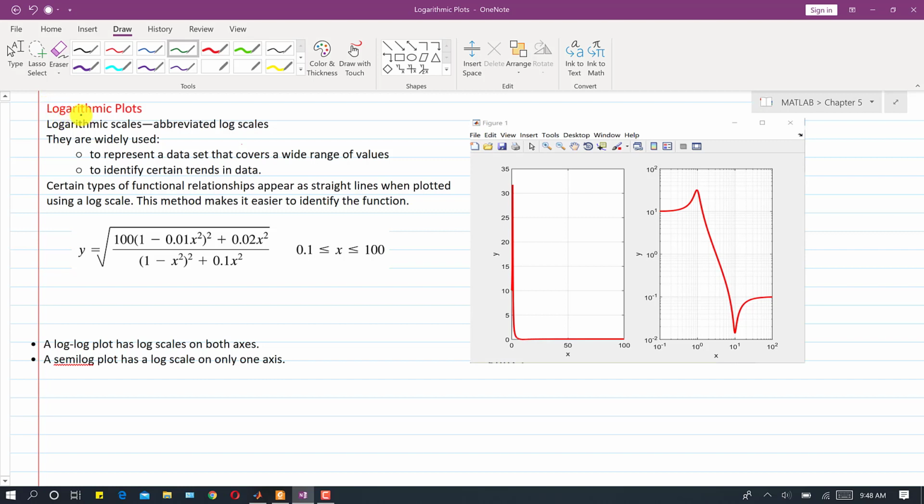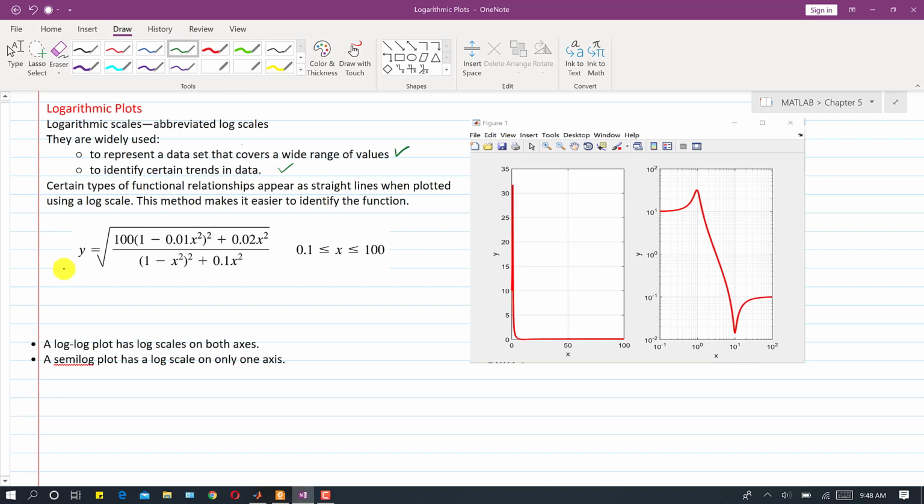Today in this lesson we are going to learn what logarithmic plots are and how they are plotted in MATLAB. Logarithmic scales, abbreviated as log scales, are widely used to represent a data set that covers a wide range of values. They are also used to identify certain trends in data. We will discuss both of these points.